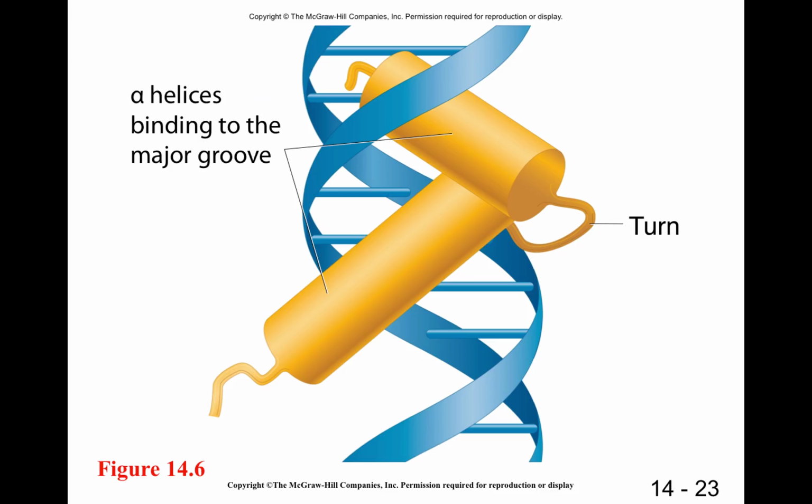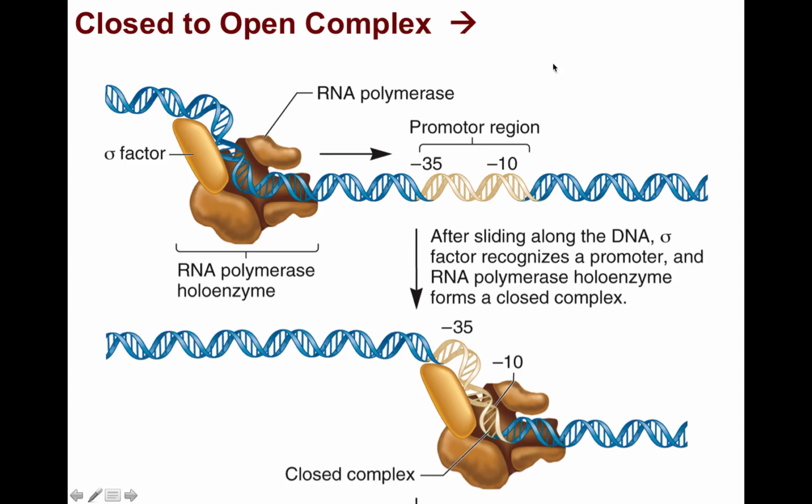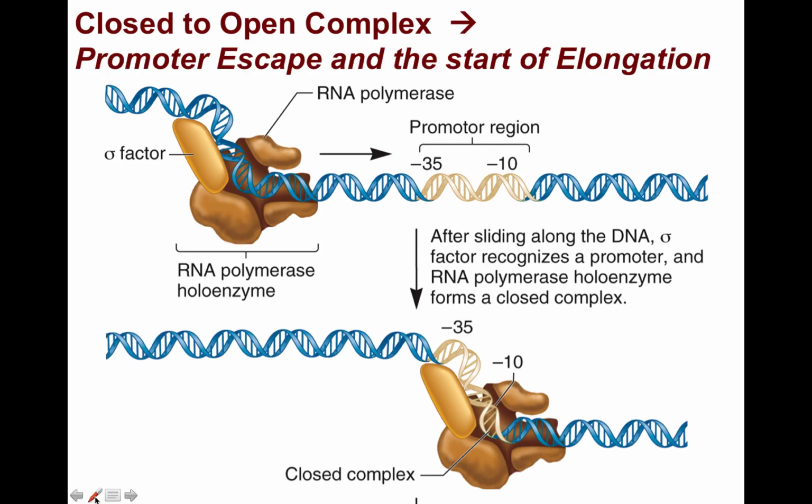Here's a bigger picture. The transition from closed to open complexes is the critical point at which RNA polymerase stops scanning along the DNA and actually initiates RNA transcription. So here's our holoenzyme. It has all of the regular subunits, two alphas, the beta, beta prime, and the omega subunit, and it has a sigma factor bound to it.